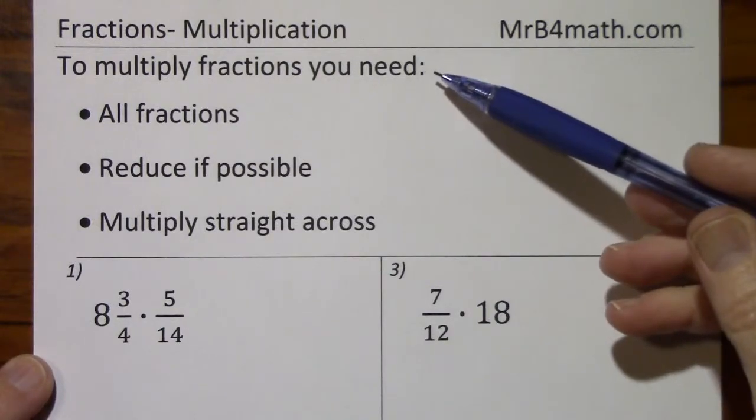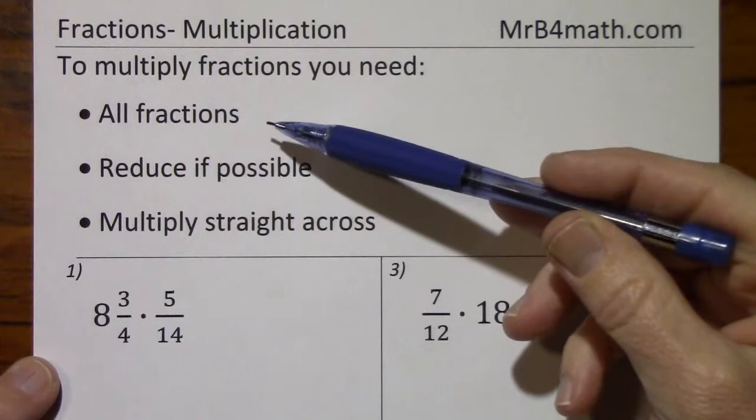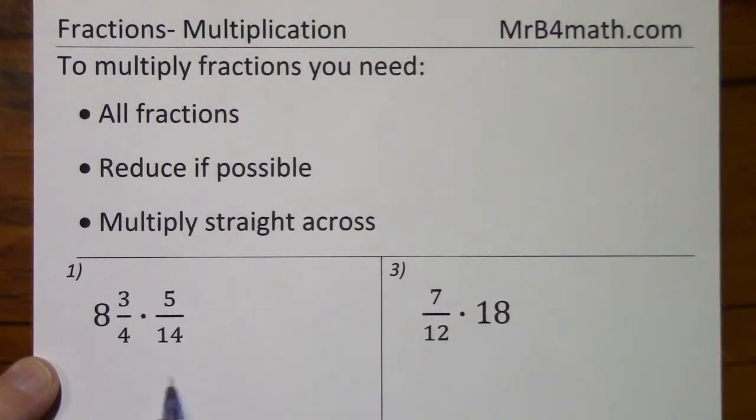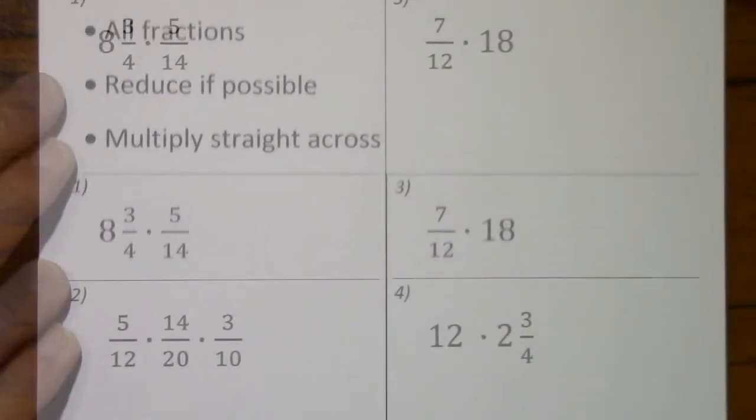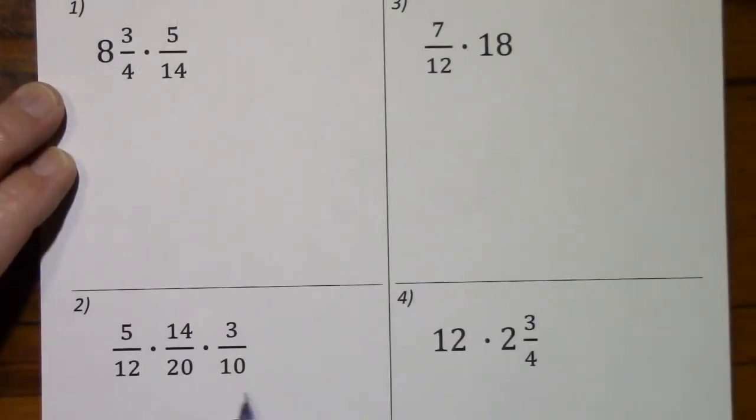To multiply fractions, you need all fractions. This example and this example each require some rewriting before you can reduce and then multiply straight across. Here you have all fractions. You could just reduce and then multiply straight across. This one will require some rewriting prior to reducing and multiplying.